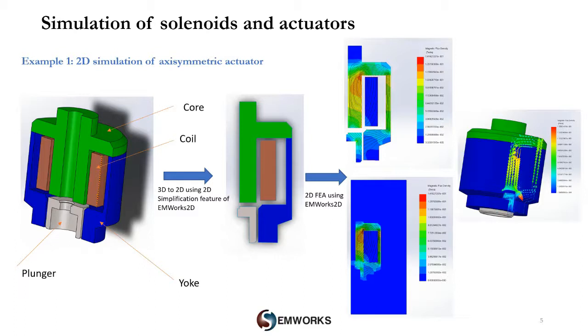The model is converted from 3D to 2D through the 2D simplification feature of EMWorks 2D, which is our 2D simulation software. It takes only a few seconds to get a model ready for simulation, define the setup, and get results, as you can see in this slide. Different plots of the magnetic fields are shown. The 3D original model is not eliminated or deleted, it is still there. That's why we can superimpose the 2D results with the 3D geometry.